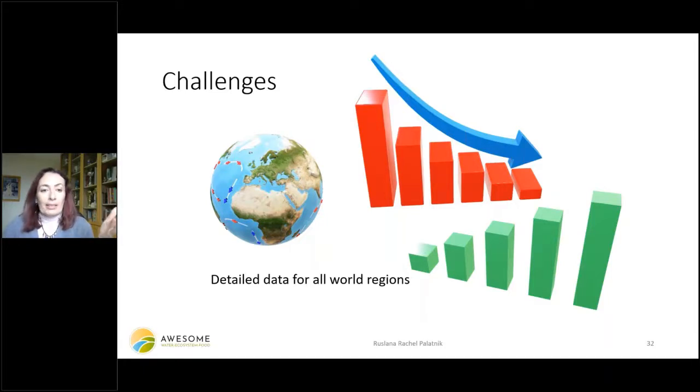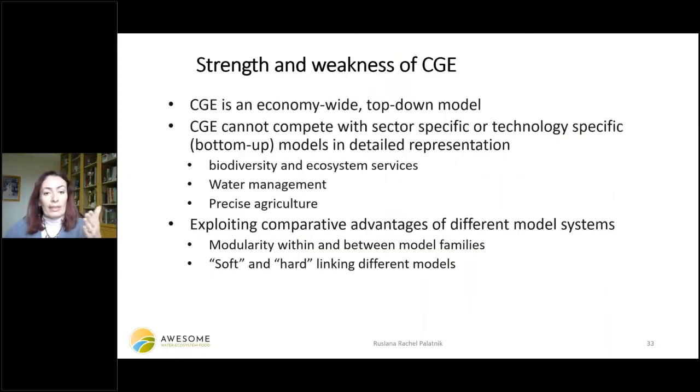However, I must say that there are different possibilities of collaboration, and this is something that I would like to dedicate. Do I have a few more minutes to continue, or would you like me to stop here, Elena? Yes, please, you can go on, Ruslana, thank you. Okay.